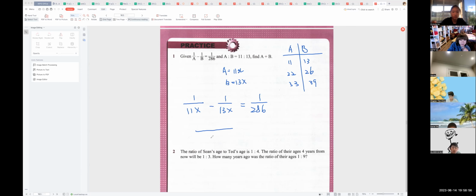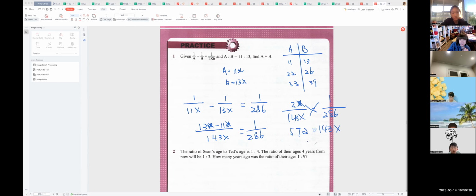Okay, so then we're putting together equals 143x and 13x minus 11x equals 286 over 1. So you're going to find out it's 2x over 143x. Oh, sorry, there's no x. So 2 over 143x equals 1 over 286. 那你把它两边乘起来就等于572 equals 143x. So x equals 4. So how we get it? This one is the quickest. So a equals 44 and b equals 52. So a plus b equals 96. I'm sorry, the first calculation is wrong.